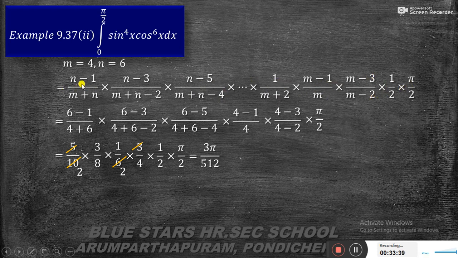So we substitute n equal to 6, m equal to 4: 6 minus 1 by 4 plus 6, next into n is 6 minus 3 by 4 plus 6 minus 2, next 6 minus 5 by 4 plus 6 minus 4, next 4 minus 1 by 4 into 4 minus 3 by 4 minus 2 into pi by 2. Therefore you write it: 6 minus 1 means 5, 5 by 10 into 3 by 4 plus 6, 10 minus 2, 8. 3 by 8 into 1 by 6 into 3 by 4 into 1 by 2 into pi by 2. Therefore 3 pi by 512. This is the answer for the integral 0 to pi by 2 sin power 4x cos power 6x dx.